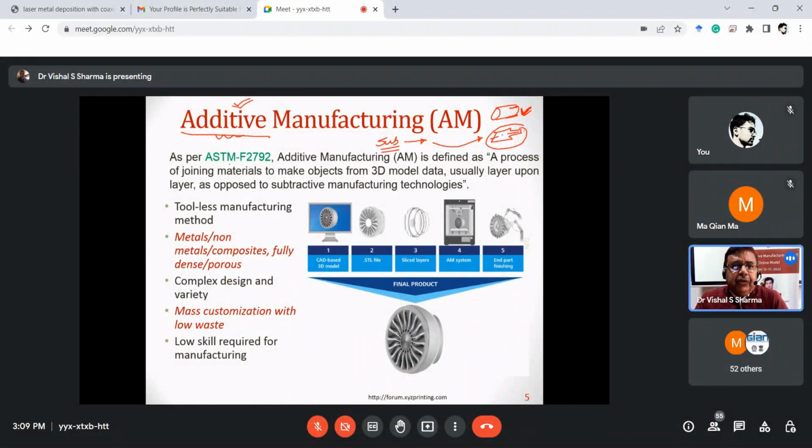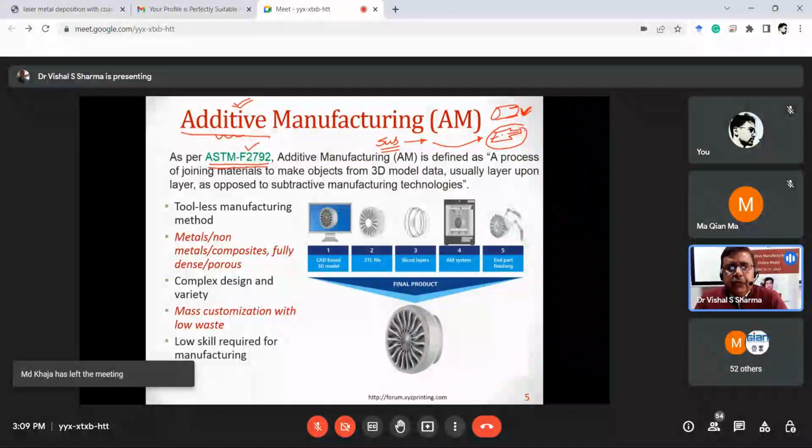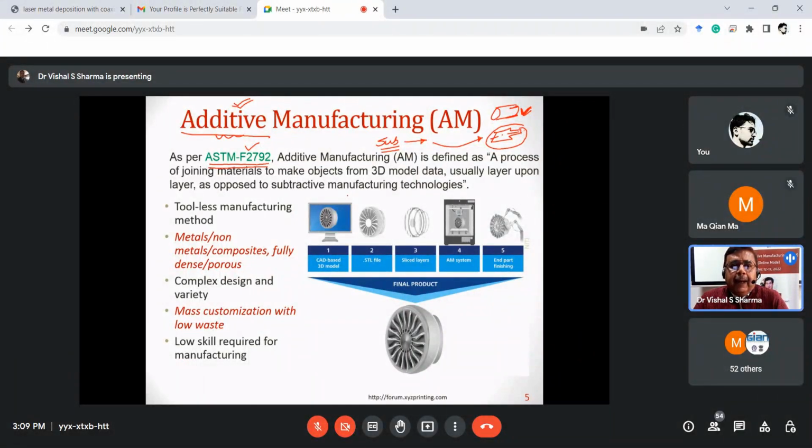Now coming to the definition, we all know, and all these definitions come from this standard. In additive manufacturing, we are producing the part layer by layer, and the best part, the advantage, we can say, is that there is no cutting tool used when we compare it with subtractive manufacturing. No tool is used, so any complex design can be made.